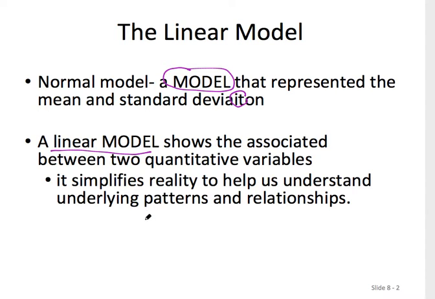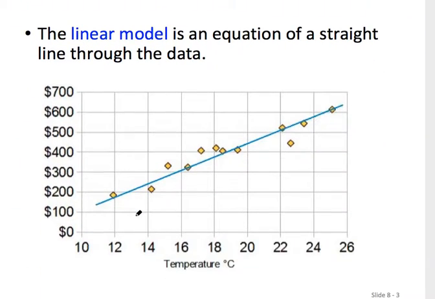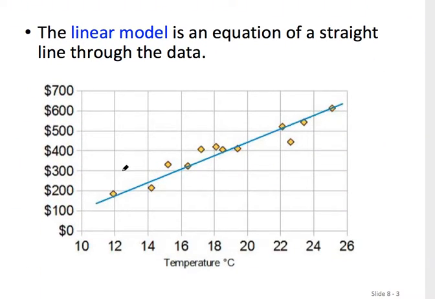A model's purpose is to simplify reality to help us understand what the patterns and the relationships are going to be. So in your head you're thinking, okay, what is a linear model going to look like? It's going to be a line through the data. Here we have a scatter plot with temperature in degrees Celsius and dollar amounts, but I don't have any more information than that. This line that goes through the data is our model. It represents approximately all of these points.